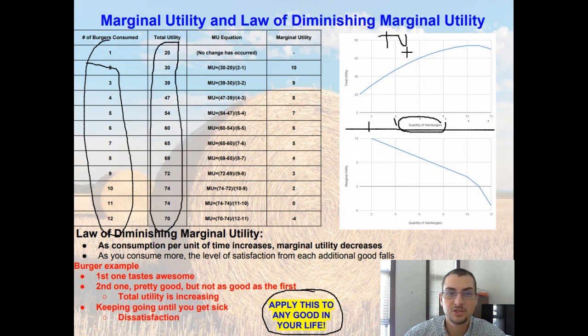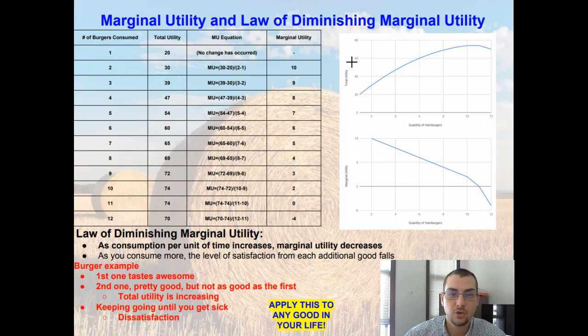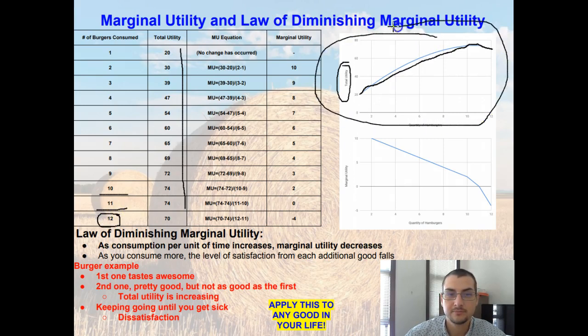So whenever we're looking at this total utility graph, we see that total utility is on this vertical axis, that it is continuously increasing all the way until we get to the 10th burger. And then it kind of creates a flat line to the 11th. Then it goes down as we go to that 12th burger. So this top one is our total utility.